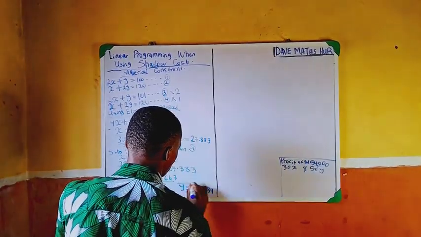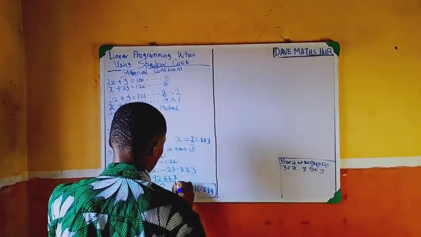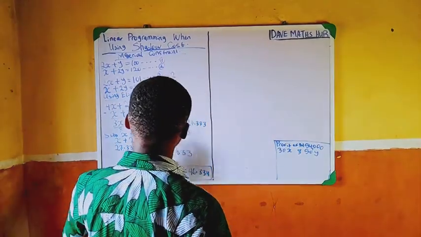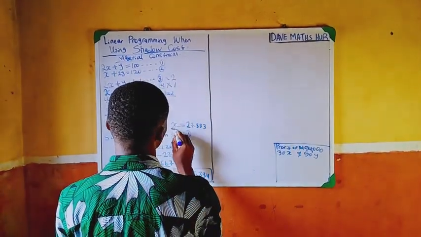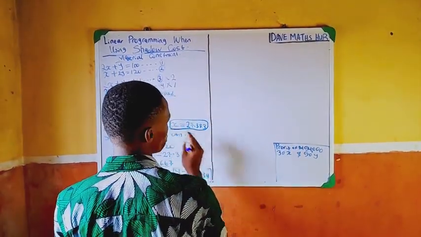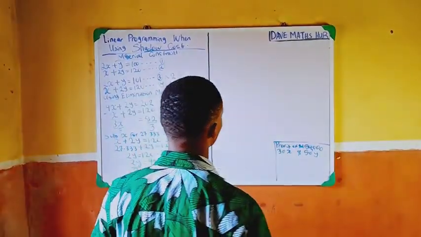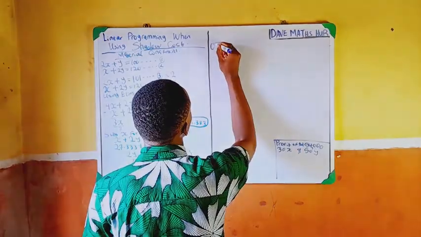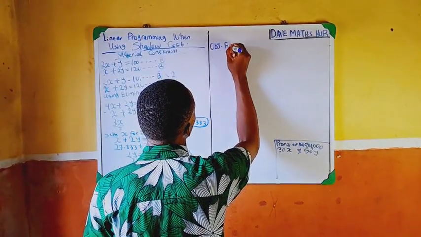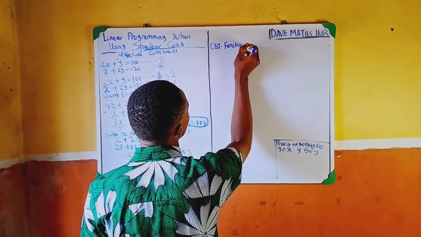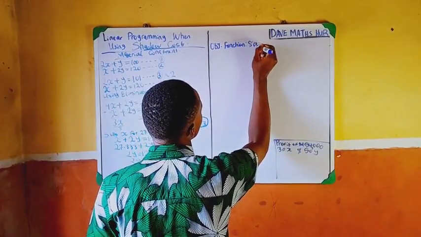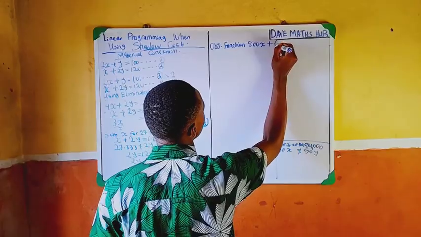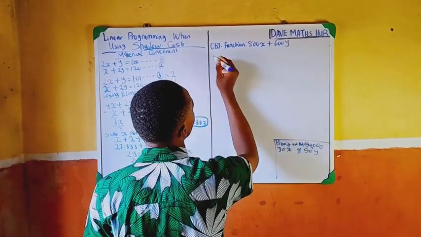46.334. Putting this now in the objective function so we can compare it with this original value that we've gotten. Objective function, whereby we are told profit is at 800x and 600y.